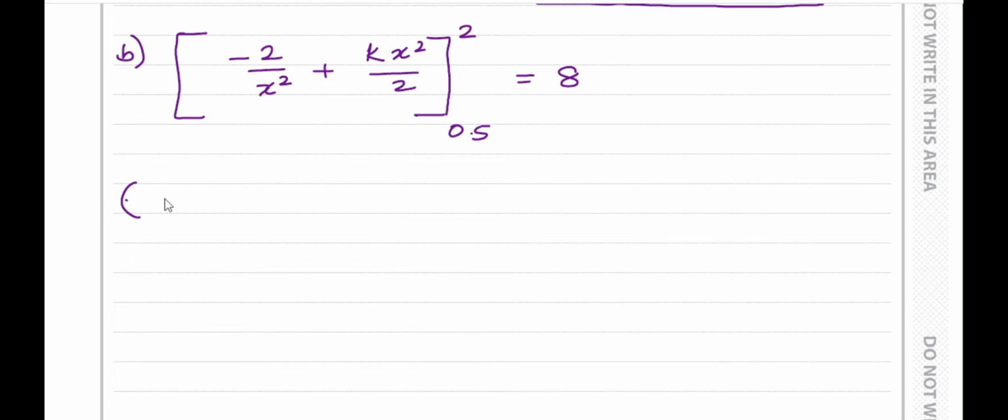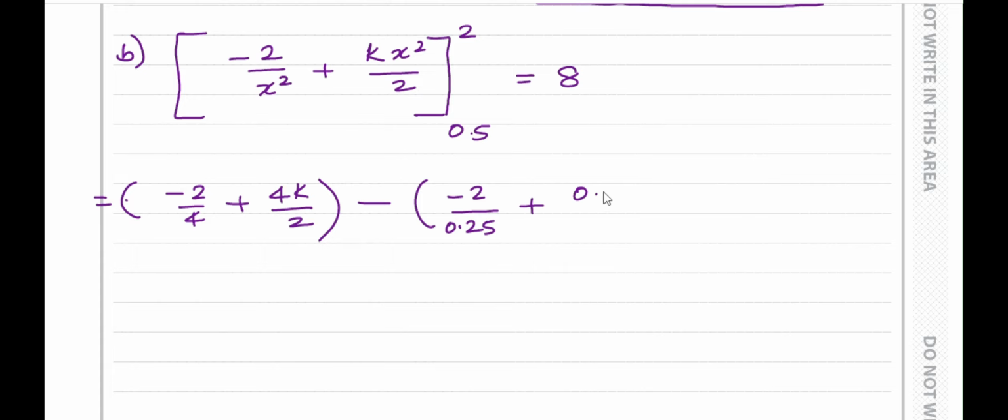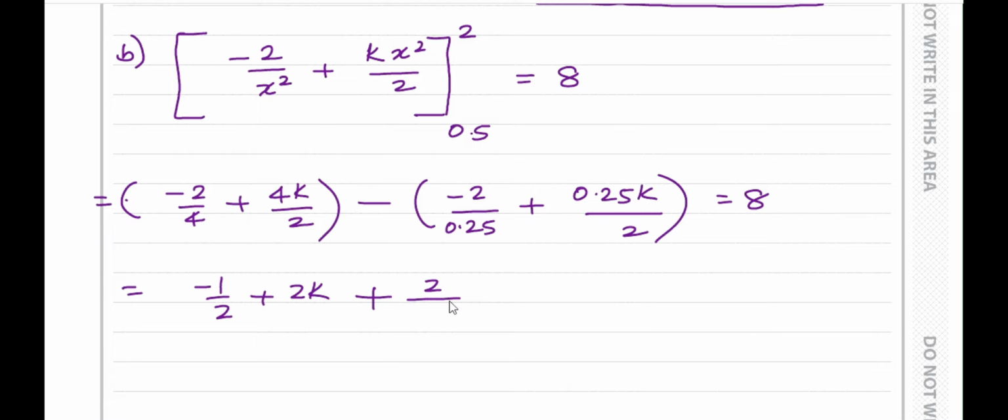Evaluating, we get minus 2 over 4 plus 4k over 2, close the bracket, minus 2 over 0.5 squared, 0.25, plus 0.25k over 2, all equal to 8. Simplifying this, minus 1/2 plus 2k, minus will become plus now, 2 over 0.25 minus 0.25k over 2 equals 8.